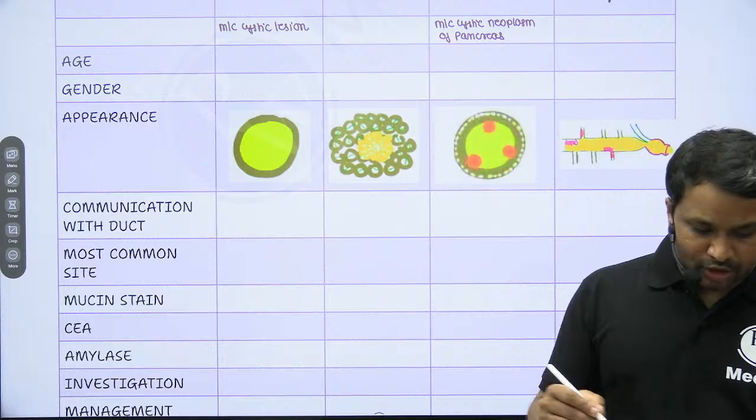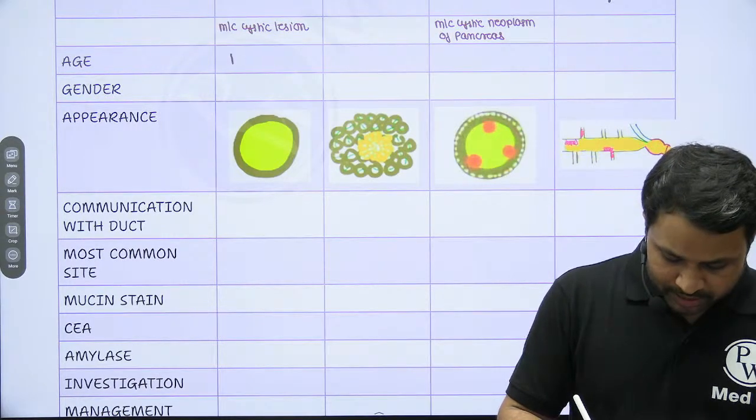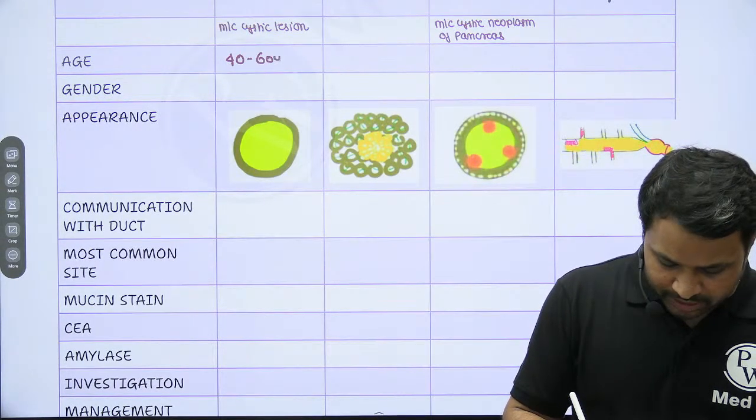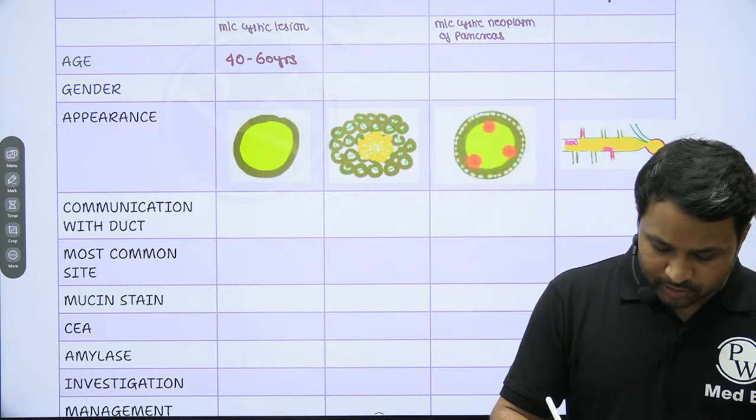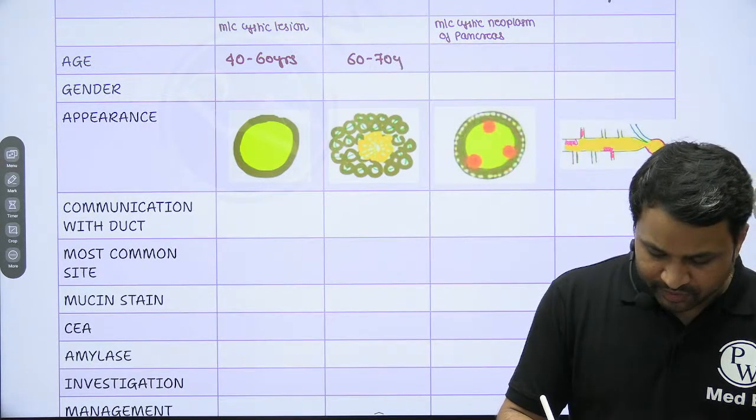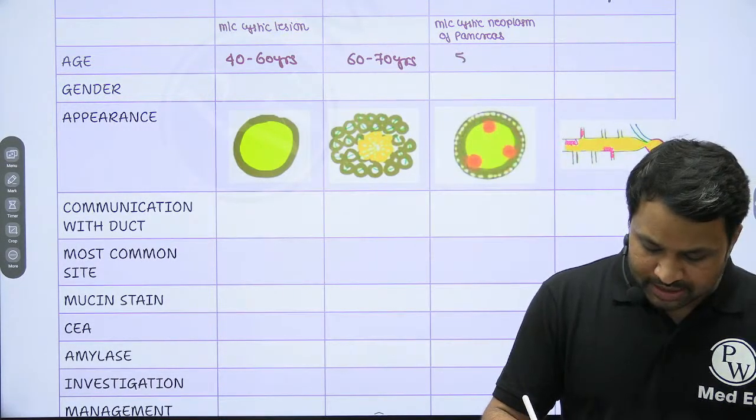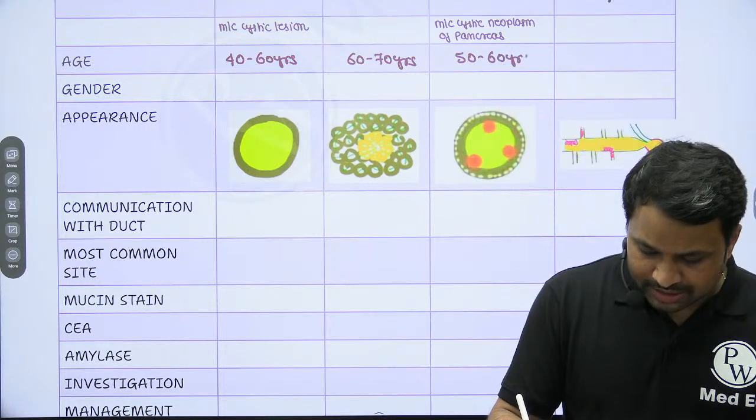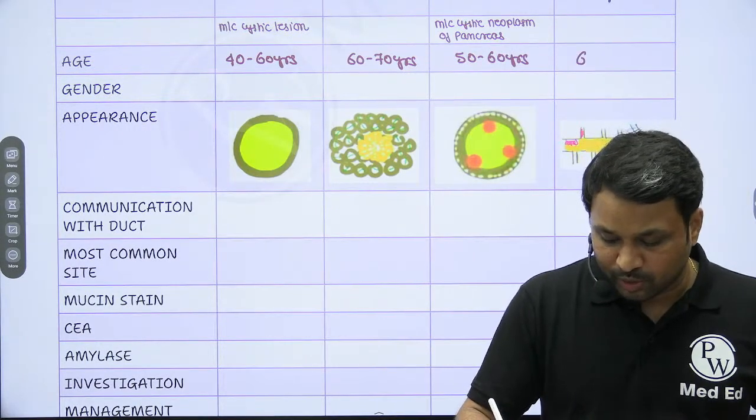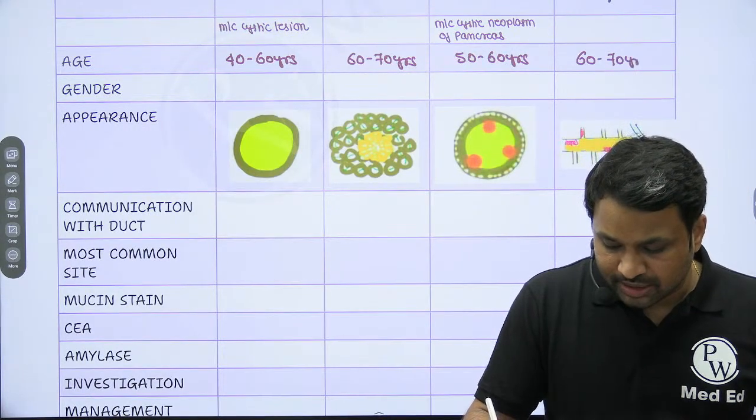When we talk about the age of presentation, remember the pseudocyst of the pancreas is usually seen between 40 to 60 years. The serous adenoma will be seen between 60 to 70 years. The mucinous adenoma is seen between 50 to 60 years, and the IPMN, that is intraductal papillary mucinous neoplasm, is seen between 60 to 70 years.